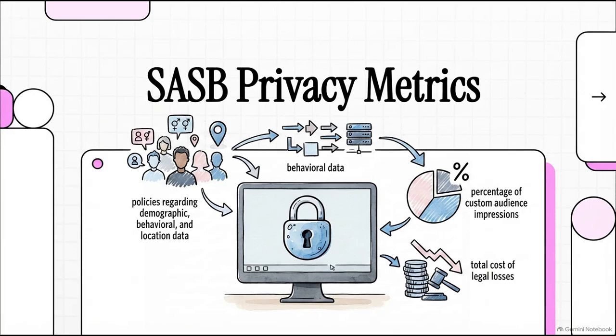How do companies prove they respect consumer data? This explainer analyzes the key SASB metrics for data privacy, from qualitative disclosures on policies regarding demographic, behavioral, and location data, to the quantitative percentage of custom audience impressions and the total cost of legal losses from privacy incidents.